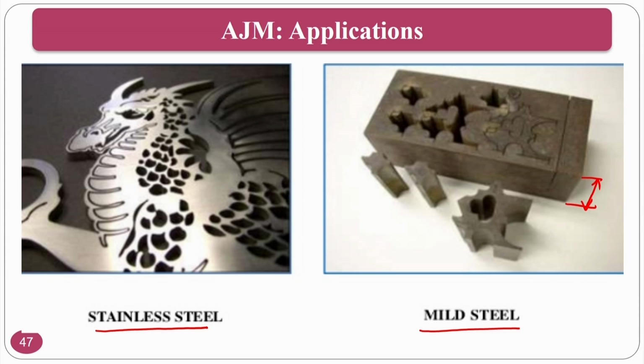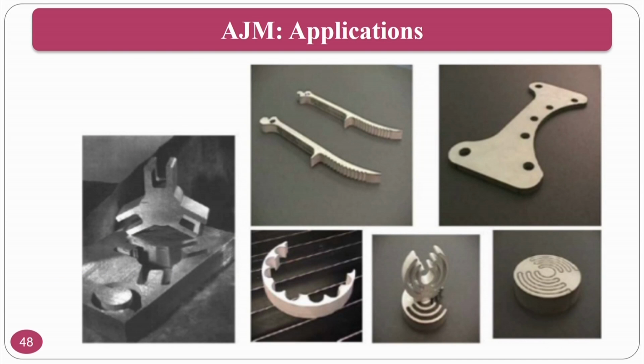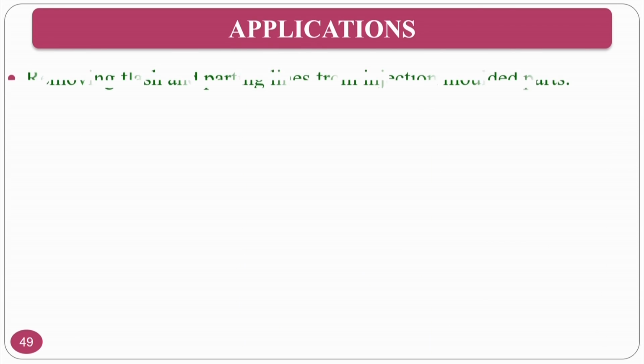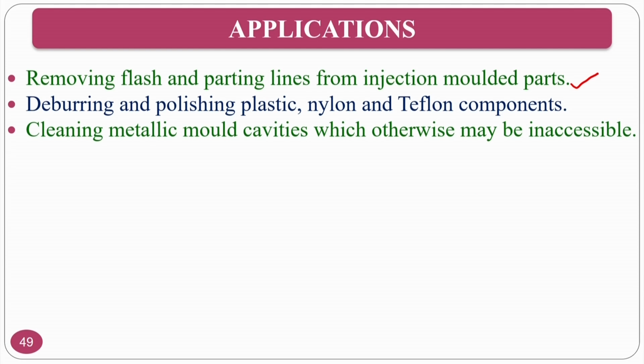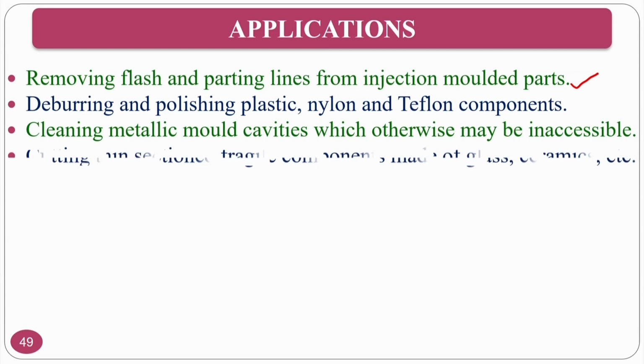Some of the people might have used abrasive water jet machining also. These are the same applications. If you see the applications, removing the flash parting lines of injection molded parts can be done, deburring and polishing of plastic, nylon, Teflon components can be done, and the cleaning of metallic mold cavities, which otherwise may be inaccessible by other processes, can be done by this abrasive jet machining process.